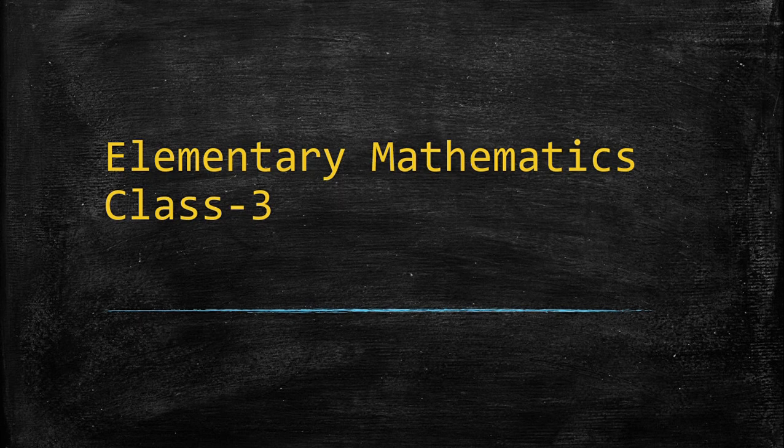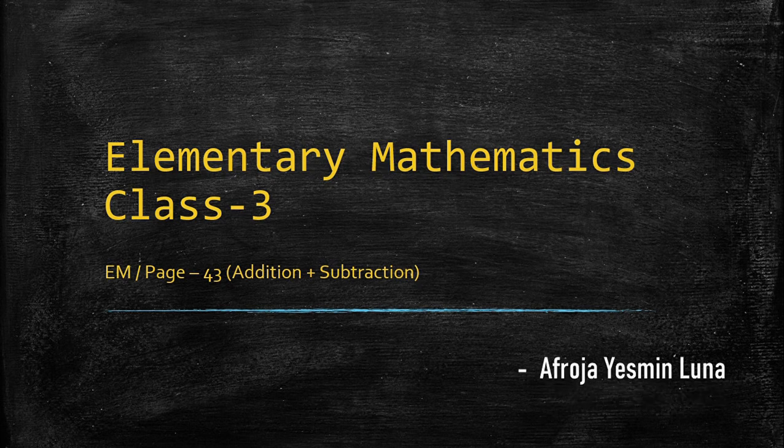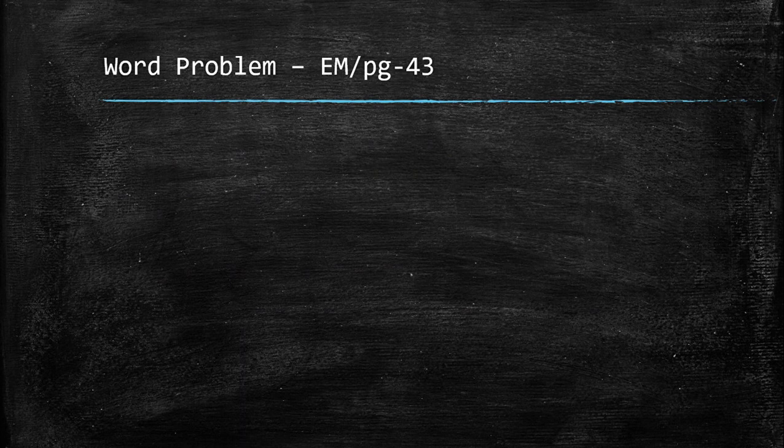So today we will discuss some word problems. This topic is on addition and subtraction from our elementary book, page number 43. So let's get started. As we are starting word problems from page number 43, we will start from problem number 9, and the question is here.